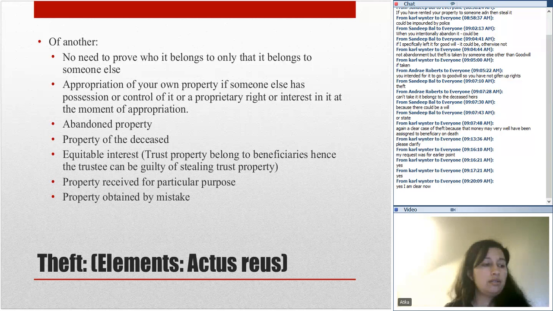Anybody who is not the rightful owner of that property, but it has been obtained by mistake, is going to be theft. For example, you painted my house, and we had a contract that you're going to paint my whole house within 1 week, and I will give you $1,000.